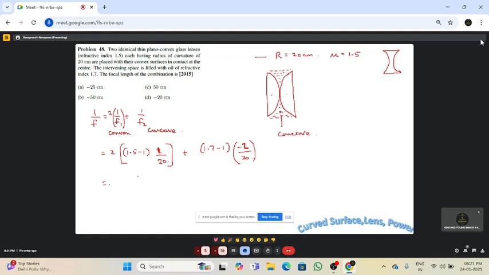1.5, 0.5 is 1 by 2, 1 by 2, 1 by 20. This is 0.7 minus 2 by 20. 2 cancels. If we take 20 common, we get 1 minus 1.4 divided by 20. So this will be minus 0.4 divided by 20.